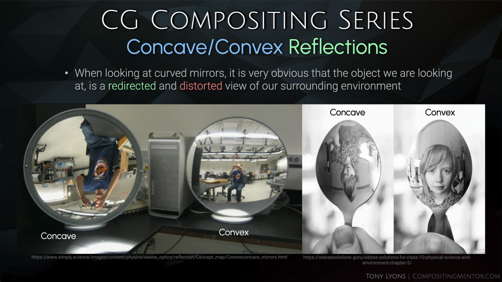This effect can be very obvious in concave and convex reflections. When we're looking at curved mirrors, it is very obvious that what we're looking at is a redirected and distorted view of the surrounding environment. So here are some mirrors that are either curved towards us or curved away from us. And if you need an immediate example of this, just go to your kitchen and pick up a spoon. On the inside of the spoon is the concave side, where the whole world is flipped upside down. And on the back side or the outside of the spoon, it's the convex side, where you're a little bit ballooned out.